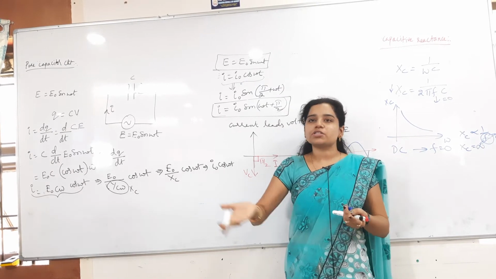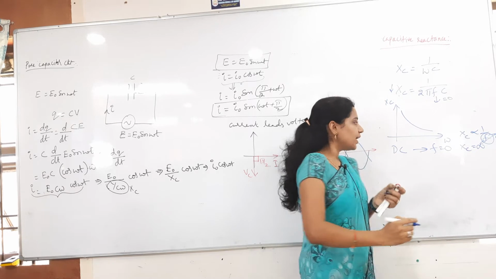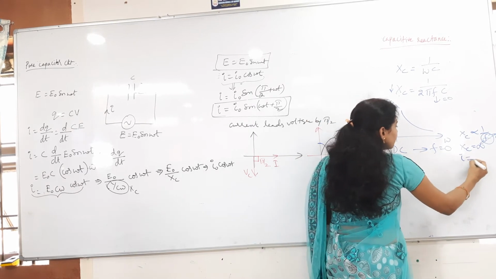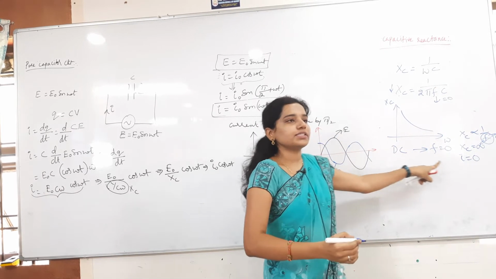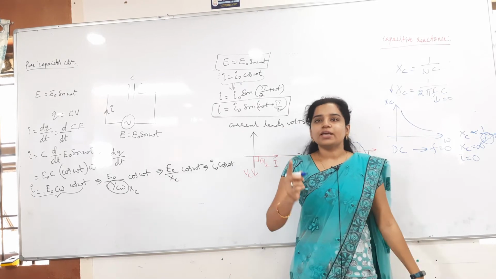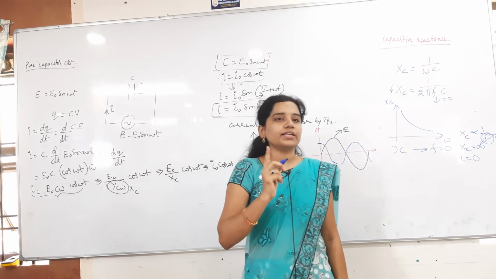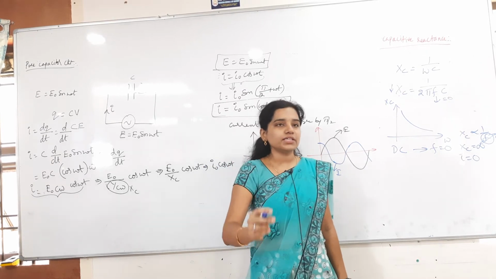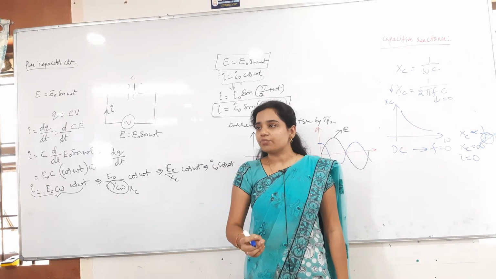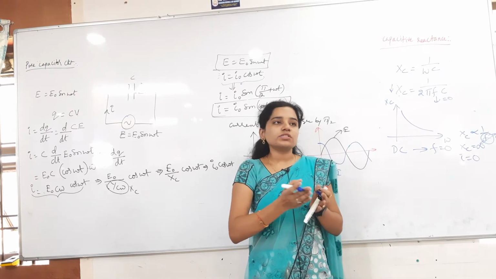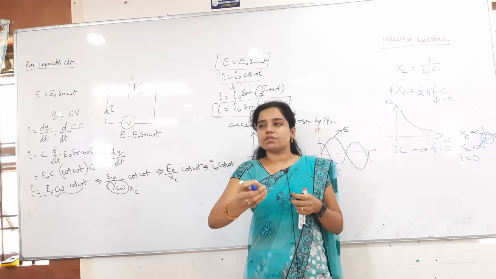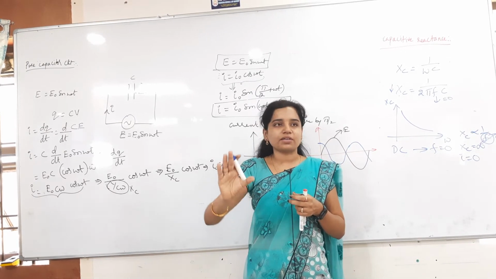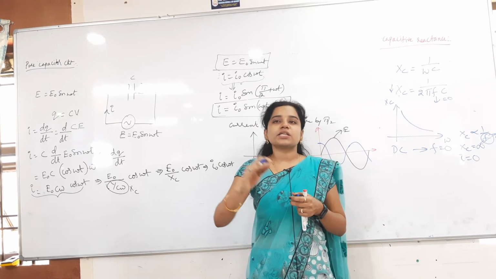1 by infinity is how much again? 0 only. So current is 0. Which current is 0 here? DC current is 0. So the capacitor will not pass any DC current. So we can say that the capacitor blocks the DC and allows the AC. It also blocks very low frequencies of AC. That is not necessary, by the way; you just remember that the capacitor will block the DC.